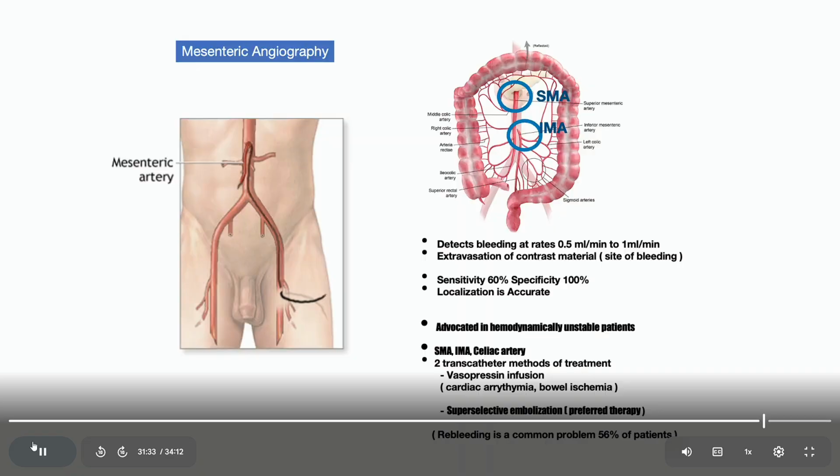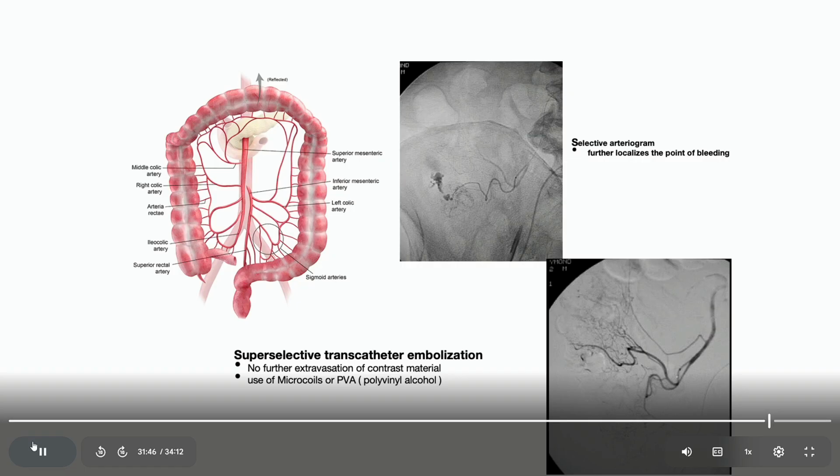Once the bleeding site is identified, a super-selective transcatheter embolization using coils is used to plug the vessel responsible for the bleeding area. The top image demonstrates the extravasation of the contrast medium after cannulating the SMA. This is followed by super-selective transcatheter embolization to plug the involved vessel. A post-embolization image shows the absence of the extravasation as previously seen.